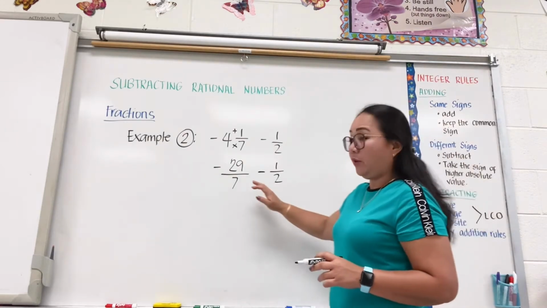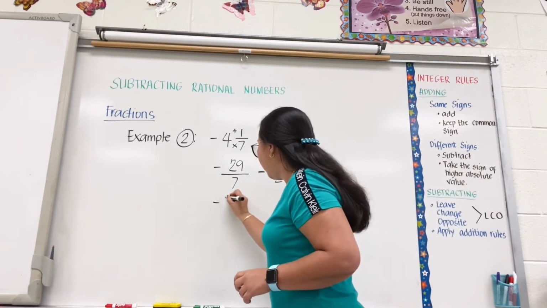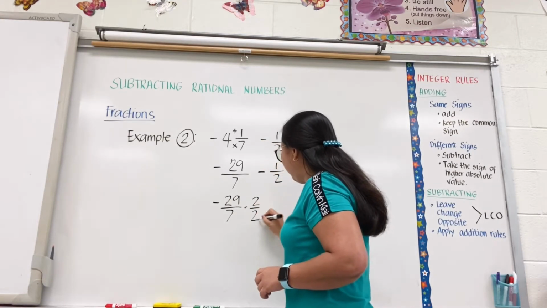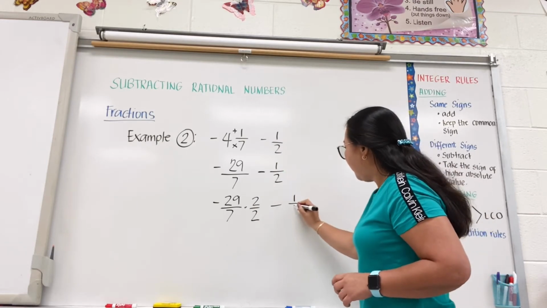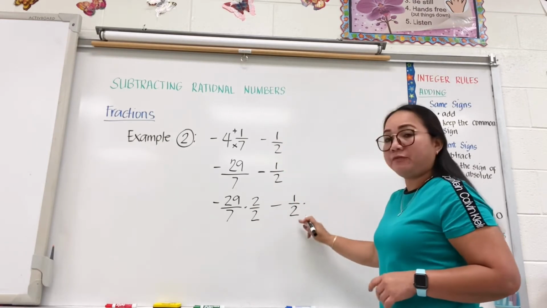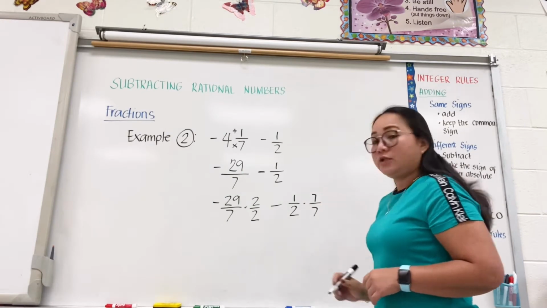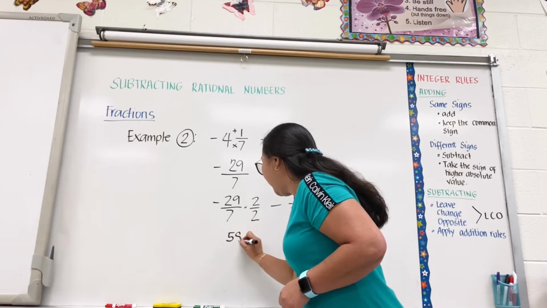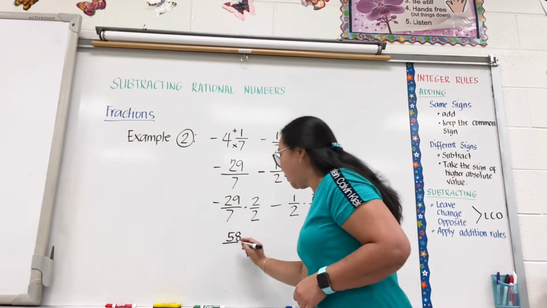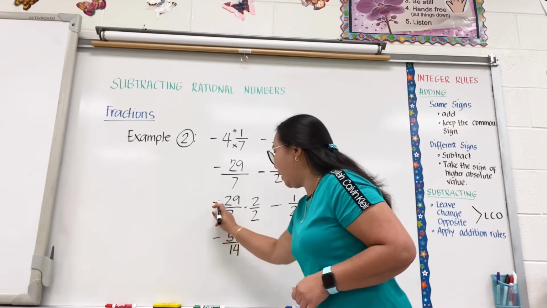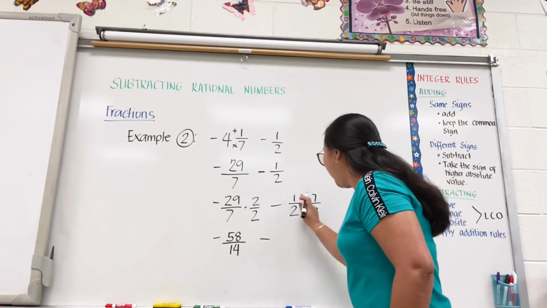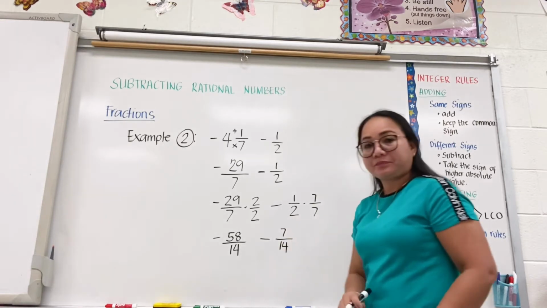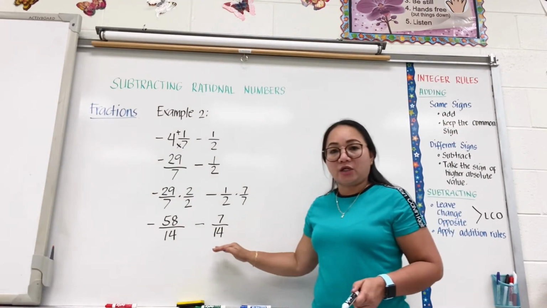So the common denominator for these fractions is 14. So what we're going to do is multiply this fraction, 29/7, by 2/2 minus 1/2, and multiply 1/2 by 7/7. So we have here 29 times 2 is 58, and then 7 times 2 is 14. Bring down the negative sign, minus 1 times 7 is 7. 2 times 7 is 14. Notice that they are like fractions now.